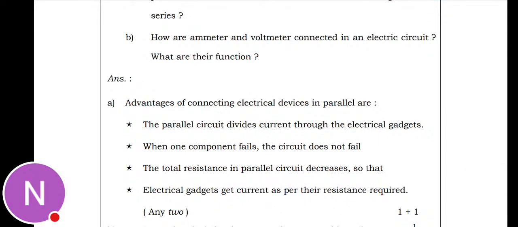Advantages of connecting electrical devices in parallel are: the parallel circuit divides current through the electrical gadgets. When one component fails, the current does not fail. If one component fails, the current will pass through the other components also, as they are connected in parallel. If connected in series, when one component fails, the whole current will be off. The total resistance in a parallel circuit decreases, and the electrical gadgets get current as per the resistance they require. So 1 mark you will get. Therefore 2 marks for A.